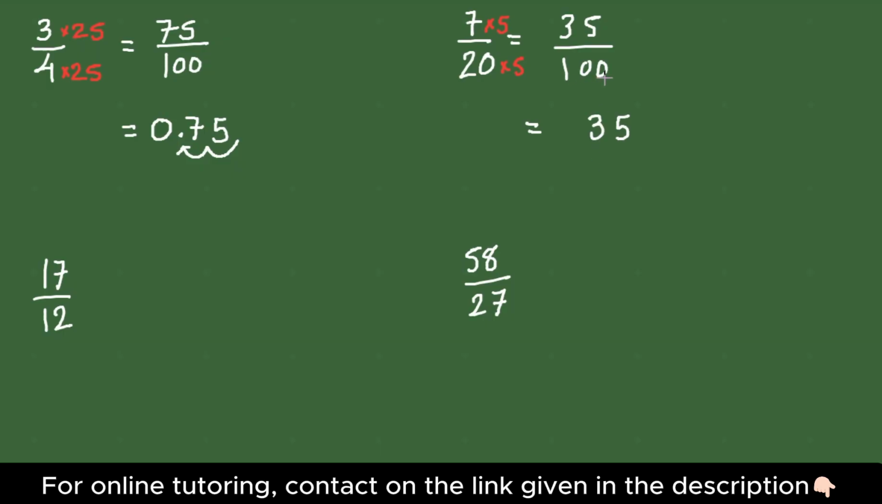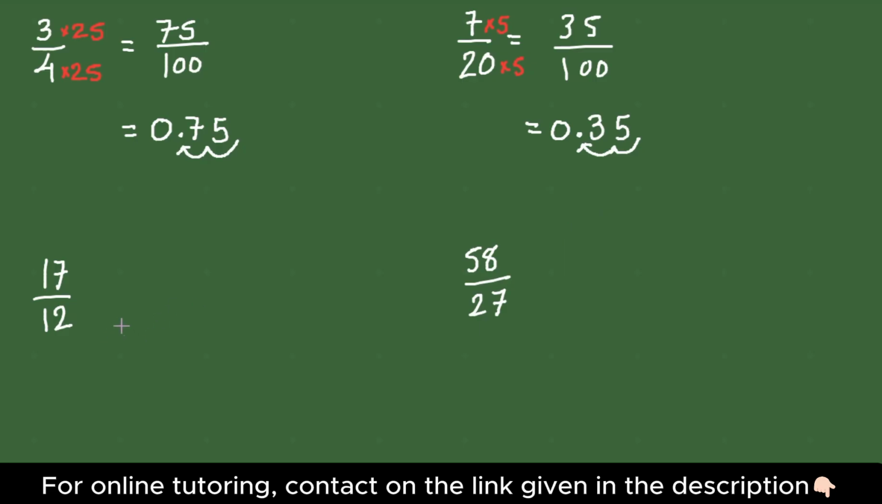Let us decide where to put a decimal point. In 100 we have 2 zeros, so we will put our decimal point before 2 digits starting from the right. So this is the first digit, this is the second digit. Here we will put our decimal point and there is no whole part, so 0 here. So our answer is 0.35.